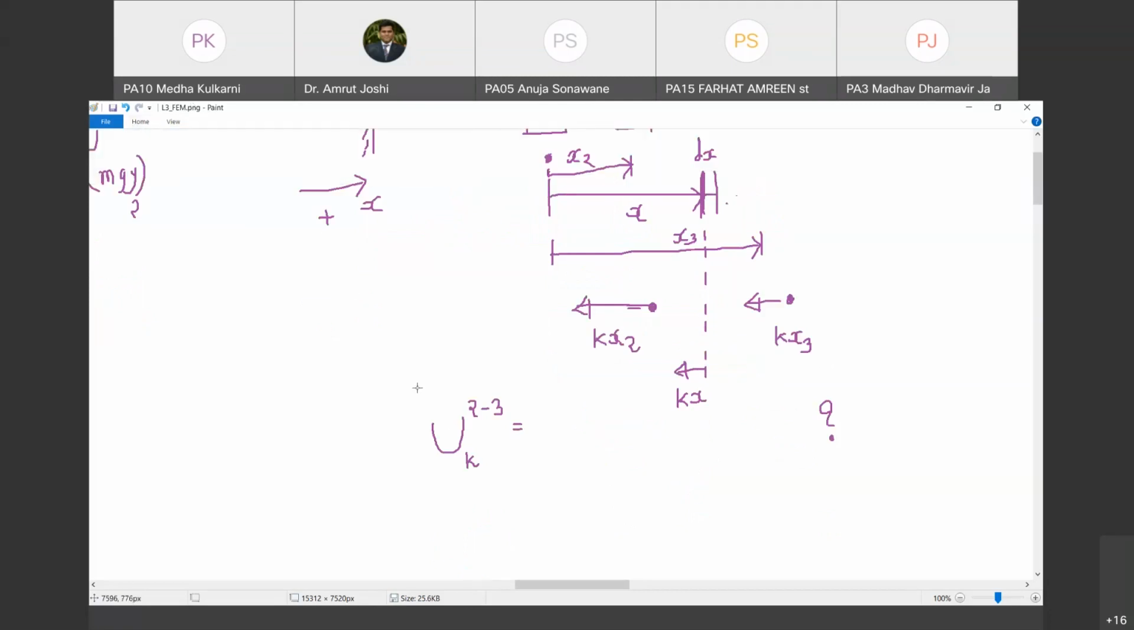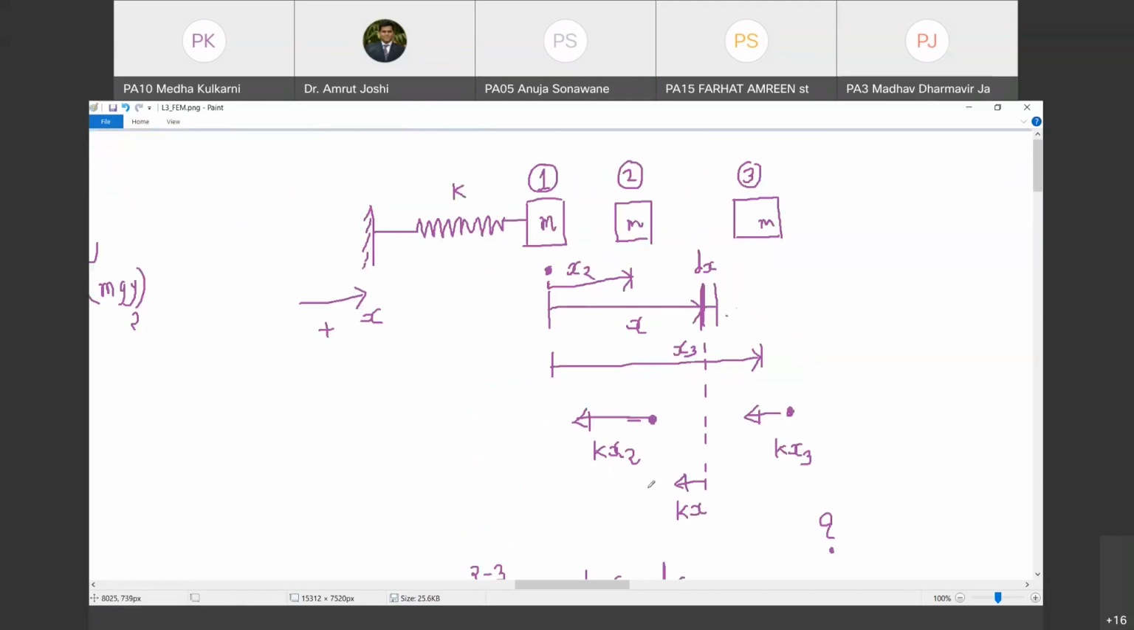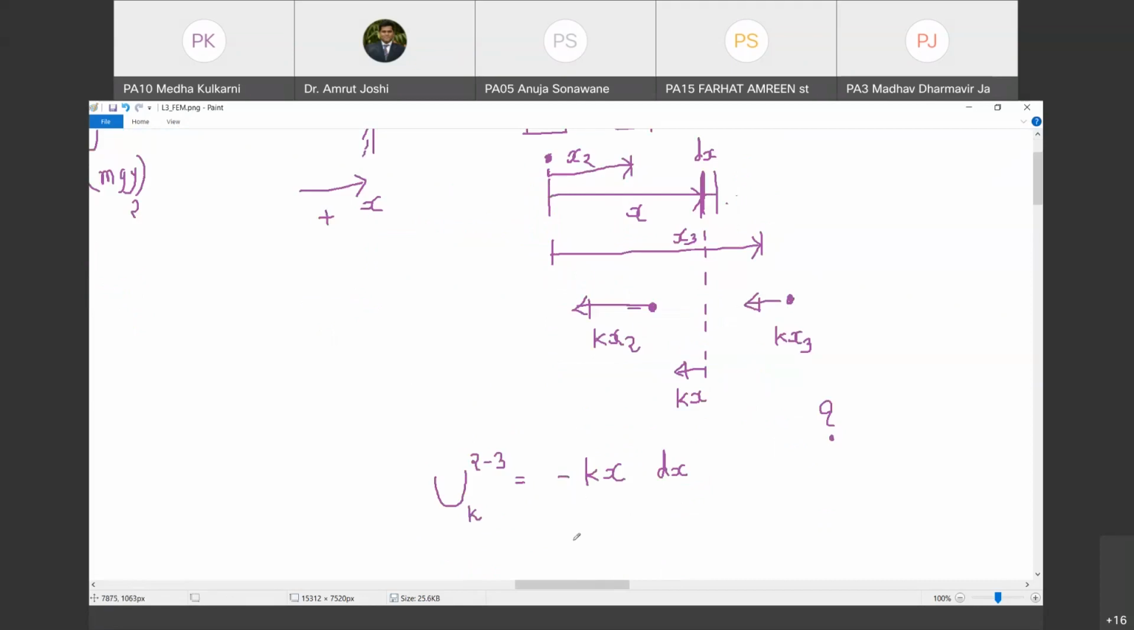अच्छा, फोर्स के डायरेक्शन में कितना मूव हुआ? dx जितना मूव हुआ. Do you agree with me? और फोर्स की मैग्नीट्यूड क्या है? kx. But is it moving in the direction of kx or against the direction of kx? Against. So I have to introduce a minus sign. समझ में आ रहा है? So minus kx dx is the work done by the spring force as the mass moves from x to x plus dx. Do you agree with me?